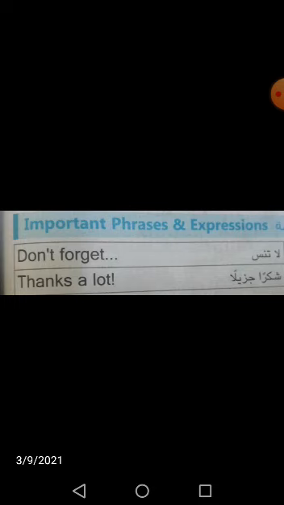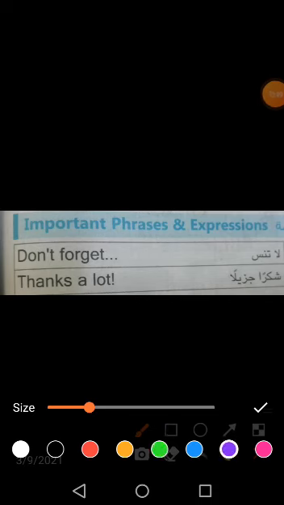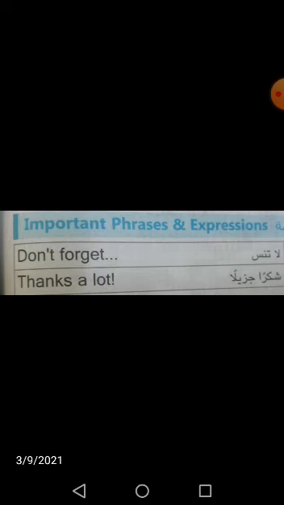Okay, important phrases and expressions. Don't forget. After don't and doesn't, I have to put the verb in the infinitive without any addition. Don't forget. Don't hear the negative, okay? Thanks a lot.